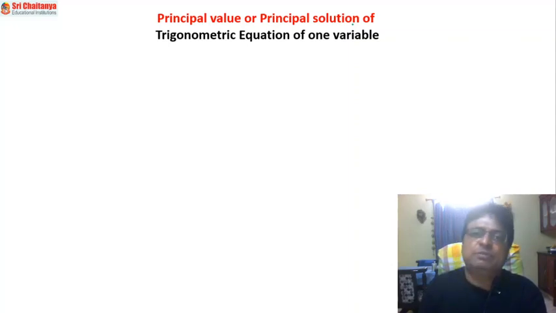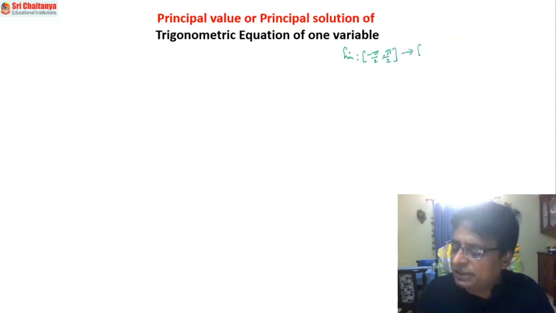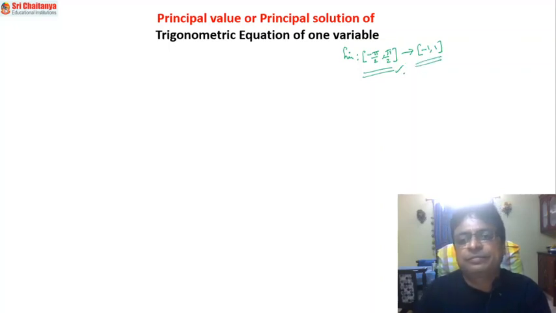What is principal value and principal solution of the trigonometric equation of one variable? See, my friends, suppose I have considered a function sine which is defined from the closed interval minus pi by 2 to pi by 2 to the closed interval minus 1 comma 1. If the closed interval minus pi by 2 to pi by 2 and the closed interval minus 1 comma 1 are the domain and codomain of this function sine, then in this particular domain and codomain, this function becomes bijective.